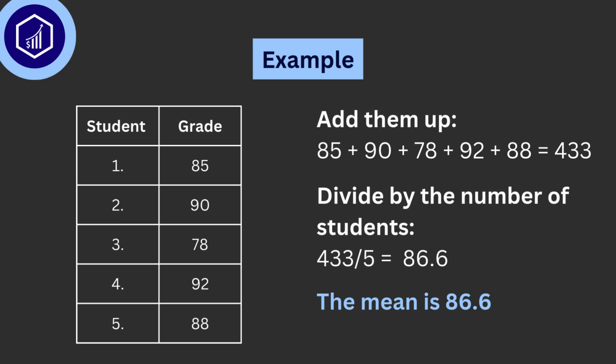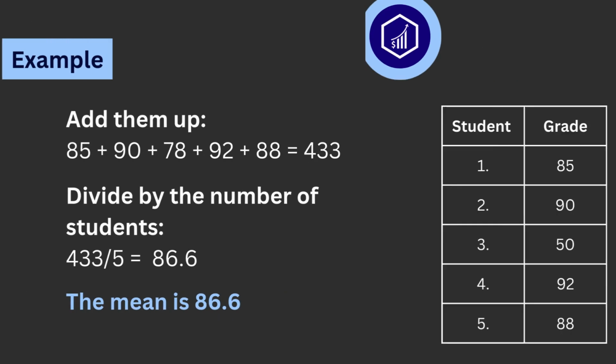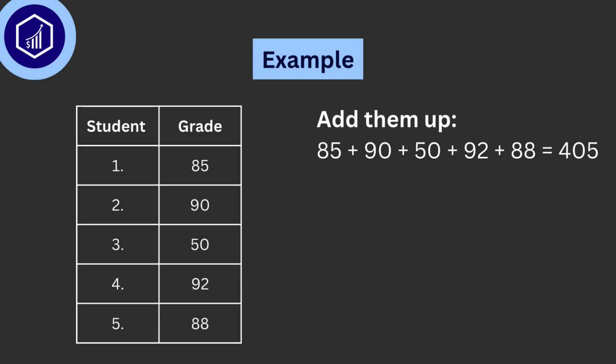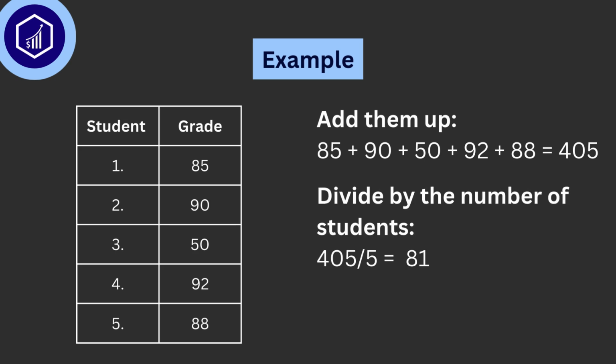The advantage here is it's easy to calculate and uses all data values, but there's also a limitation. It can be heavily affected by outliers. I will show you now. If one student scored 50 instead of 78, the grades would be 85, 90, 50, 92, 88. The sum is then 405. If we divide it now by 5, it gives us a mean of 81. You can see how one low score pulled the average down. In the example before, it was 86.6. And now with only one outlier, we have a mean of 81, even though most students scored higher.